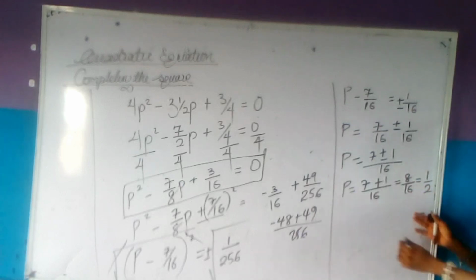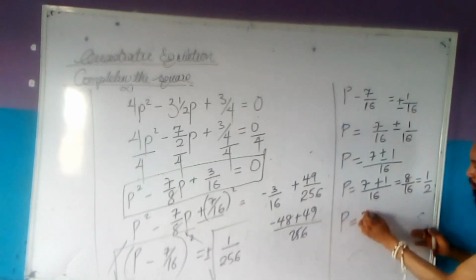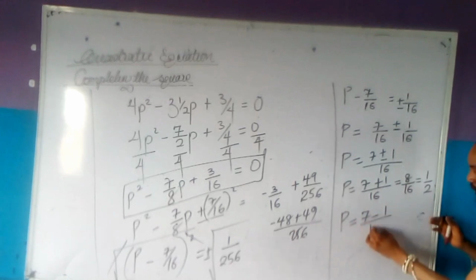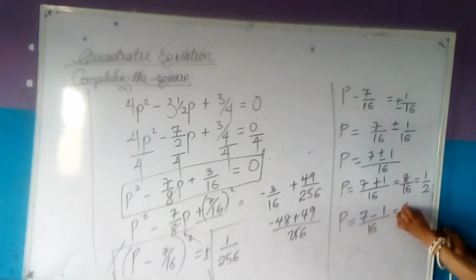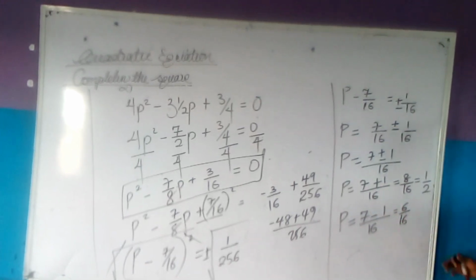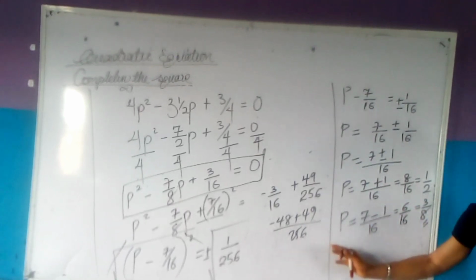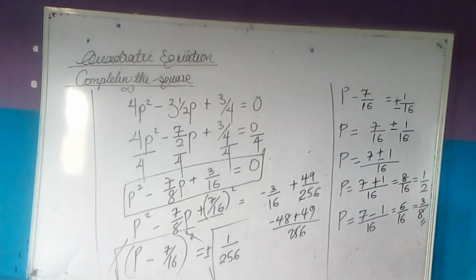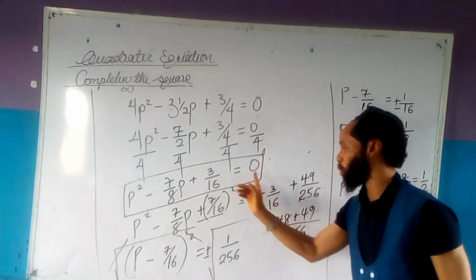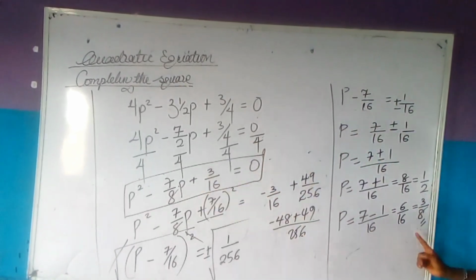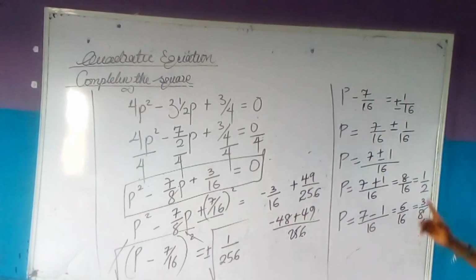Yes. Now, the next case. 7 negative 1 over 16, which is what? 6 over 16. So 2 can go into each of them. 2 here is what? 3, 2 here is what? 8. So our values for P that satisfy this condition to equal 0 are what? 1 over 2 and 3 over 8.